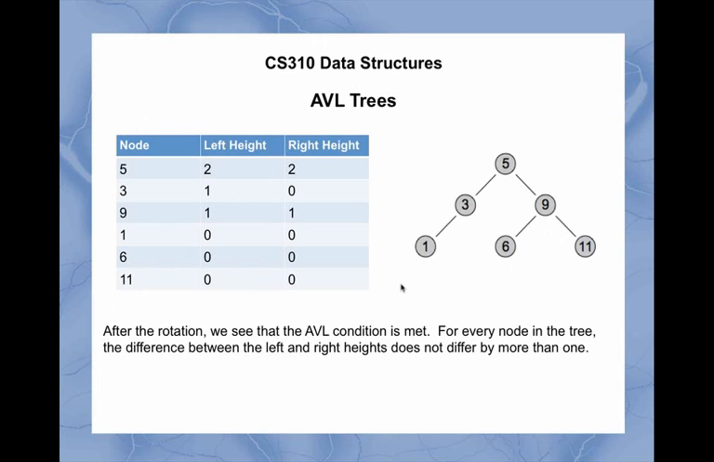So after the rotation, again, we can see this is met. The leaf nodes always have height 0 on the left, 0 on the right. The 3, height 1, 0. The 5, height 2, 2. The 9, 1, 1. Therefore, the AVL condition is met for every node in the tree.